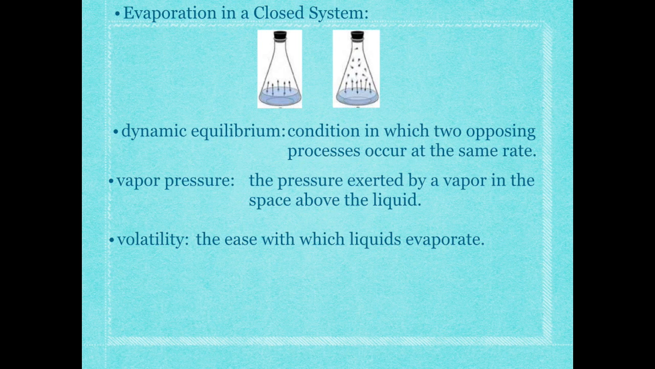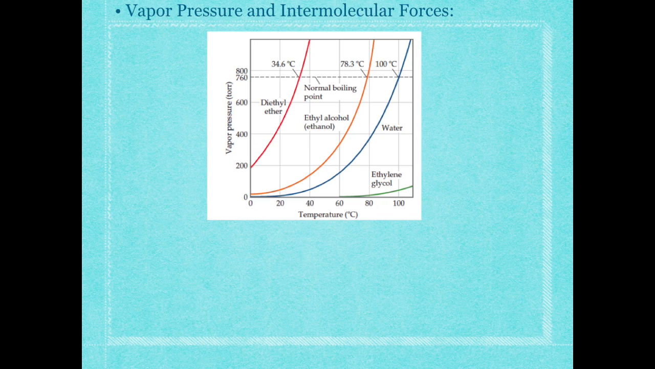And what we'll notice is the fact that alcohols are extremely volatile because they have weaker intermolecular forces than, let's say, water, which is not volatile. So let's look at vapor pressure and consider how intermolecular forces affect vapor pressure. If you look at all of these different substances, the vapor pressure of diethyl ether is much higher than that of ethyl alcohol, which is higher than water, which is higher than ethylene glycol.